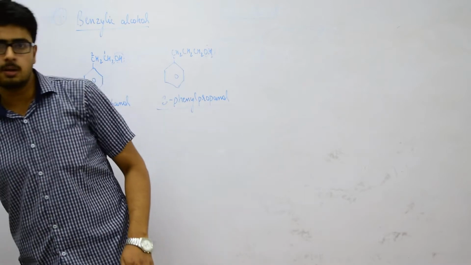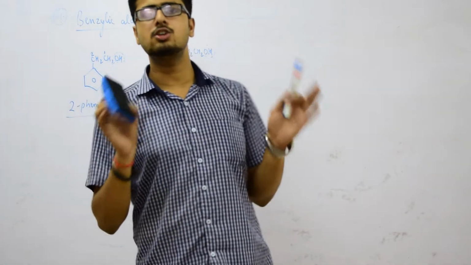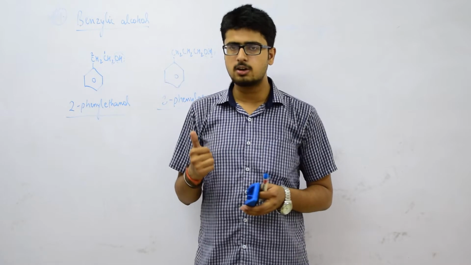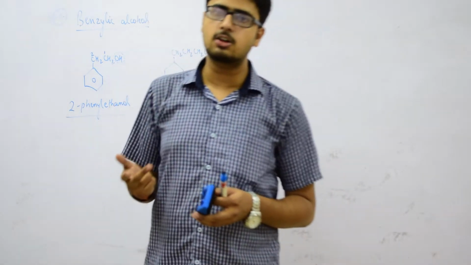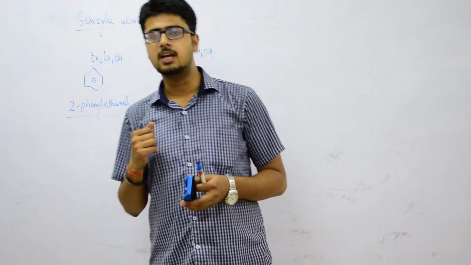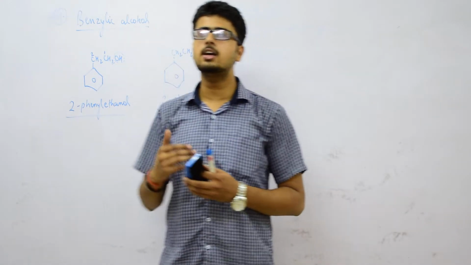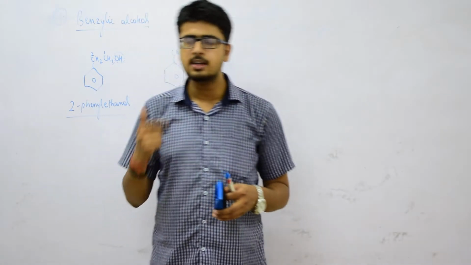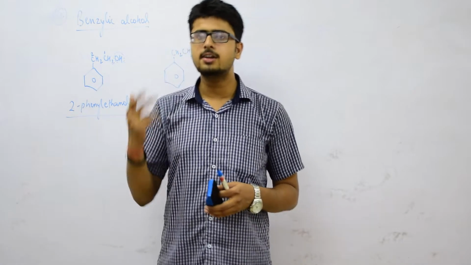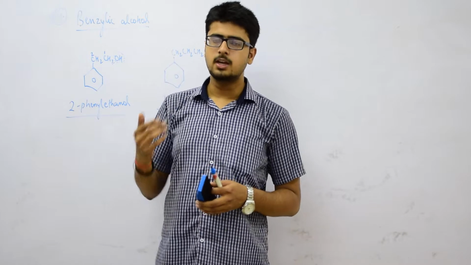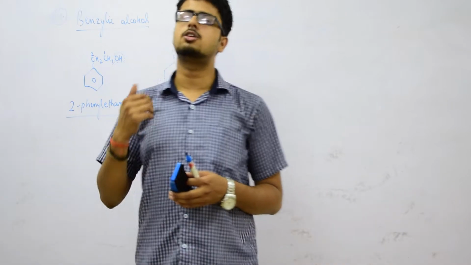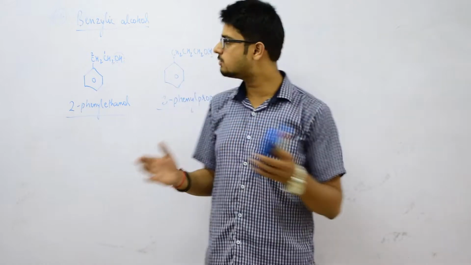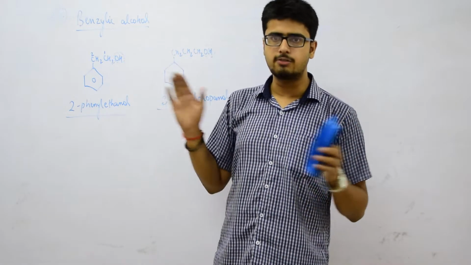So this was all about classification of alcohols. We saw four types of alcohols: aliphatic alcohols, allylic alcohols, vinylic alcohols, and benzylic alcohols. In case of aliphatic alcohols, we saw further classification, that is monohydric, dihydric, trihydric, and polyhydric. In case of monohydric, we saw primary, secondary, and tertiary alcohols.